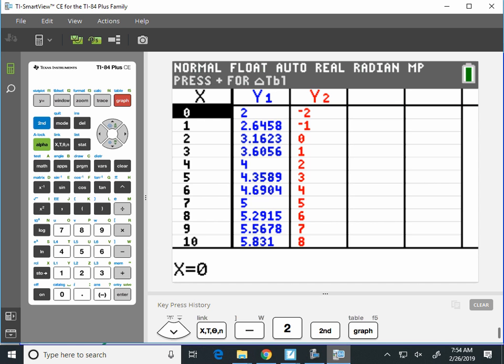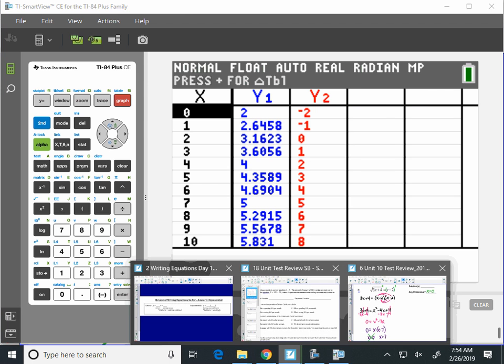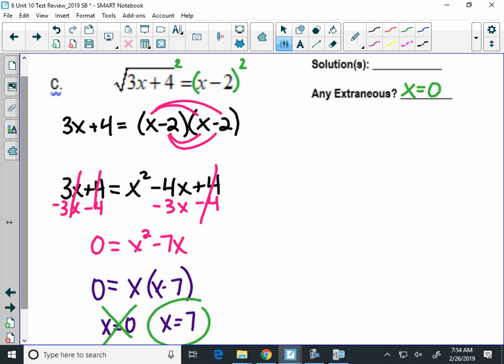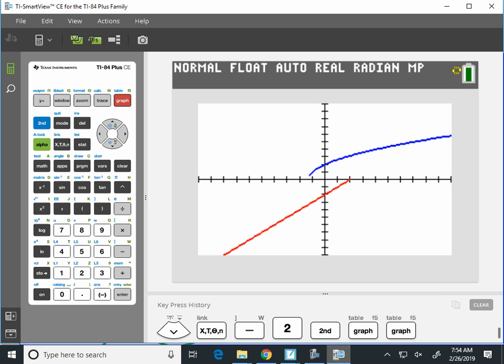When I look at x equals 7, lower on my table here, you can see, it won't let me circle it, but they have y equals 5 for both of the equations. That means that 7 is a solution for both equations for y equals 5, and that means 7 is a solution. Now, if you needed to visually see what that means, hit your graph.